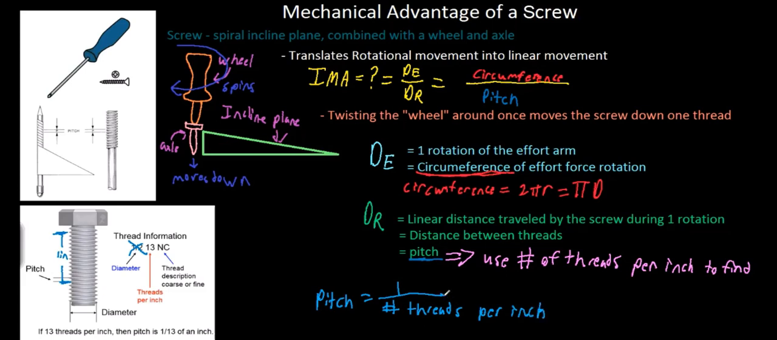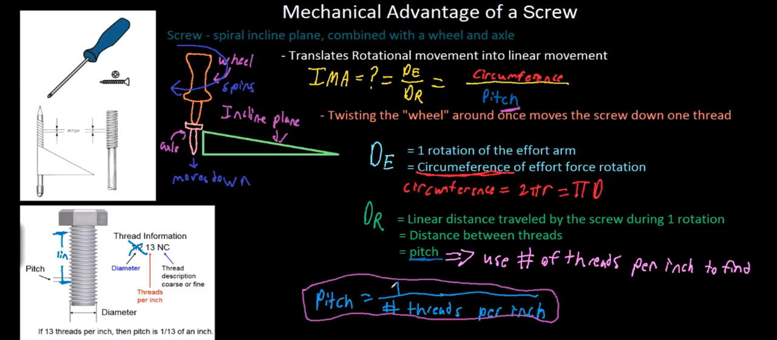So if you take the second number of your thread note and put it on bottom, and you put 1 on top, you will get the pitch. And then you will take this entire number here, and you'll put it right here. And that'll give you the IMA of your screw.